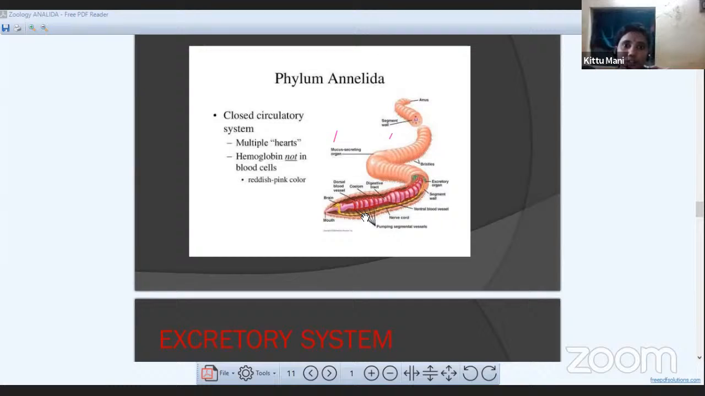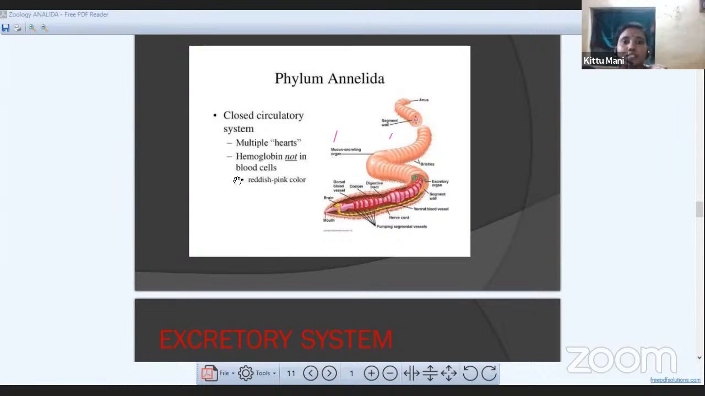But here in the annelid case, all of you look into this picture, blood vessels are shown. Blood vessels are present and blood flows into these blood vessels. So the system is called a closed circulatory system. Annelids have multiple hearts, meaning more than one heart is present. In humans, we already know a single heart is present, with 4 chambers. But in annelids, multiple hearts are present in different types of organisms.